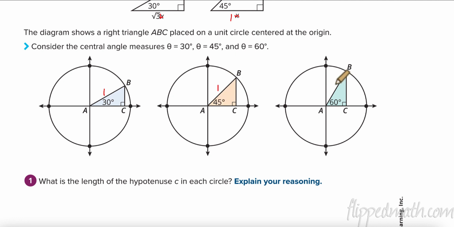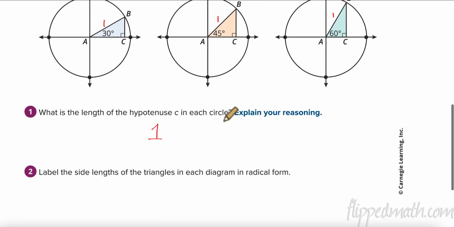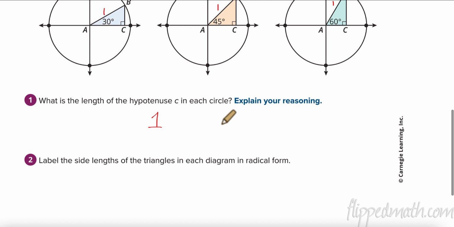All right. So what is the length of the hypotenuse? We know that's 1 because it's a unit circle. That radius is the same anywhere we go on the unit circle. All right. And question number 2 wants us to label the side lengths.